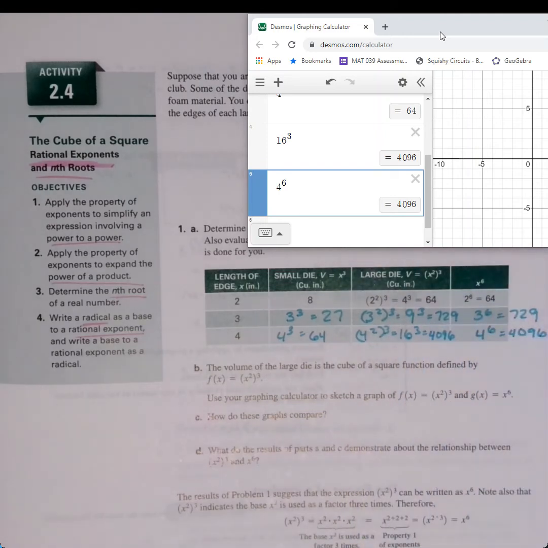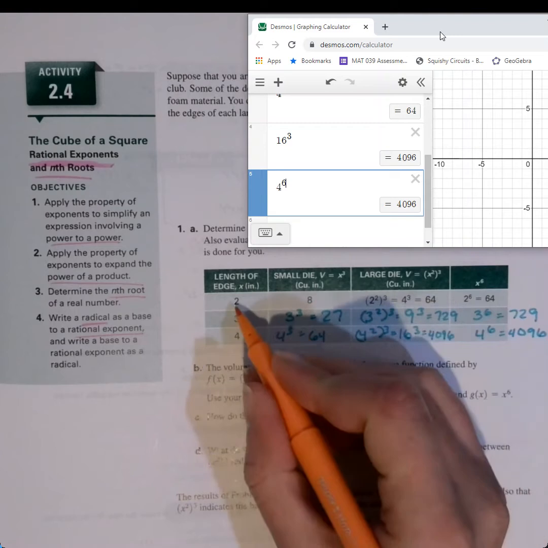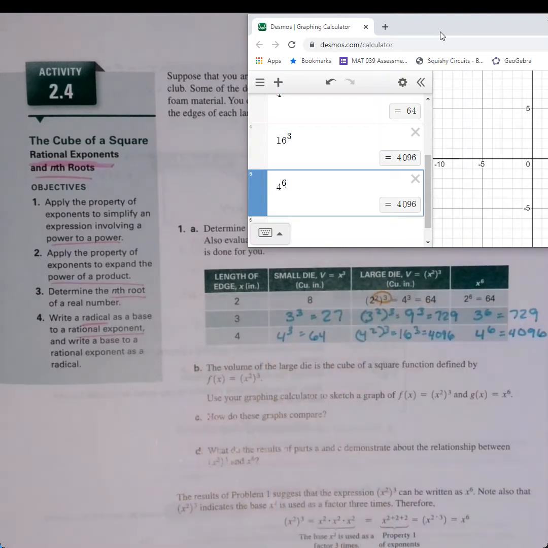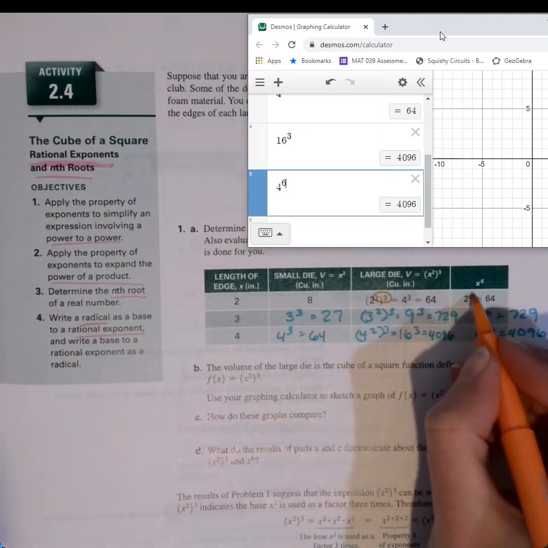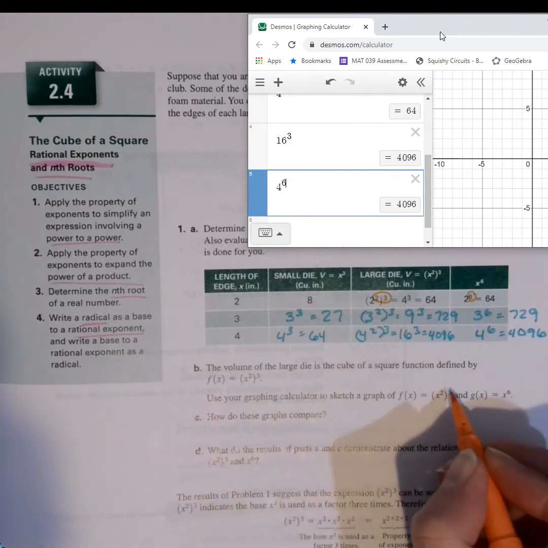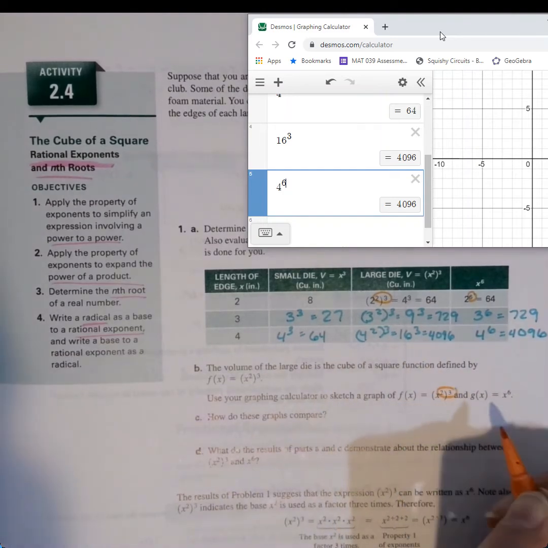So what we're trying to show through this is that when you have the small base 2, 3, or 4 squared and then raised to the 3rd power, you get the same thing as you do by raising that small base to the 6th power. So we're showing that x squared to the 3rd simplifies as x to the 6th.